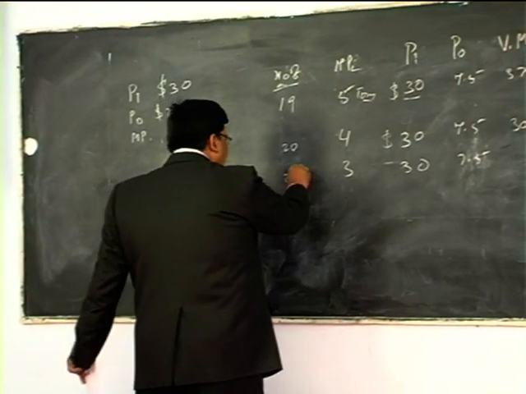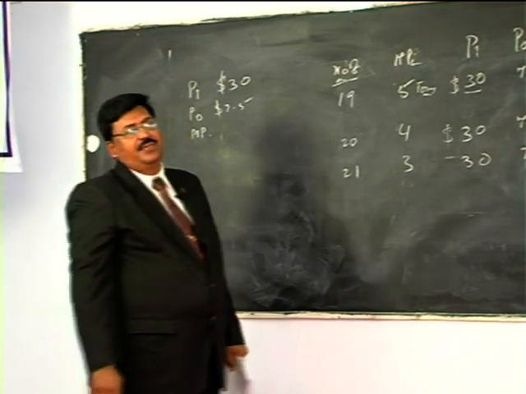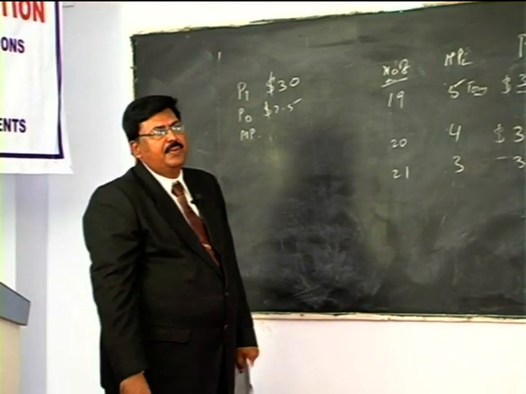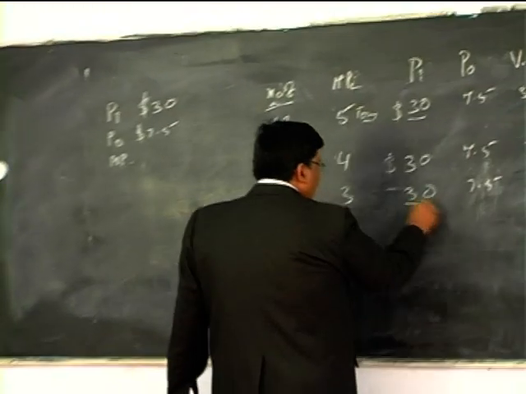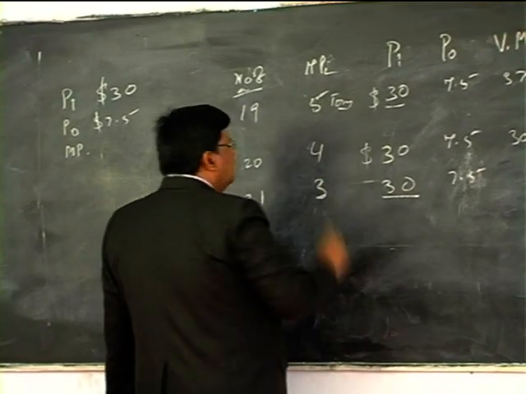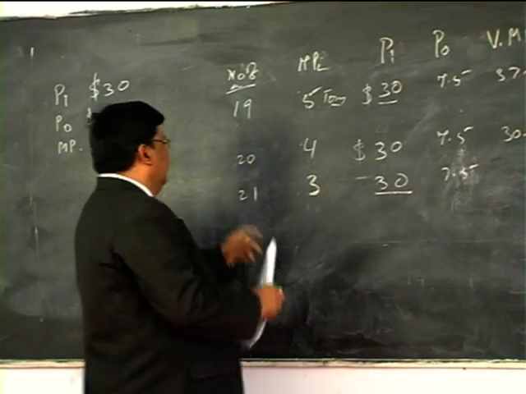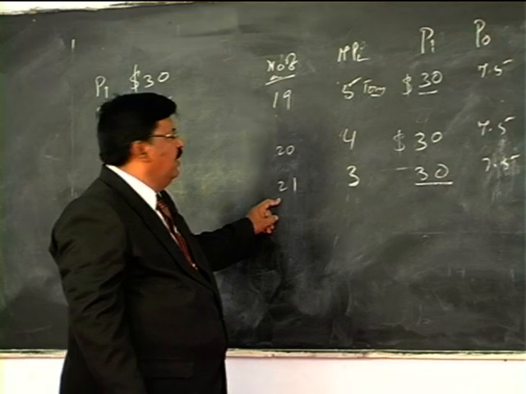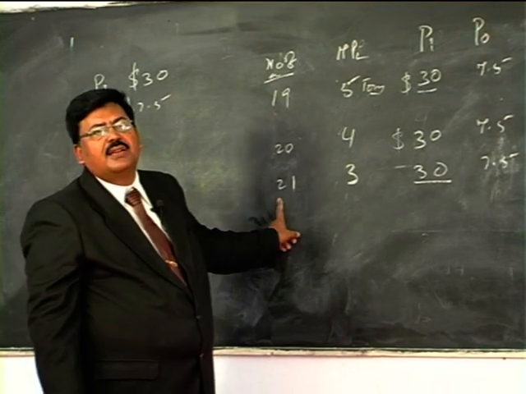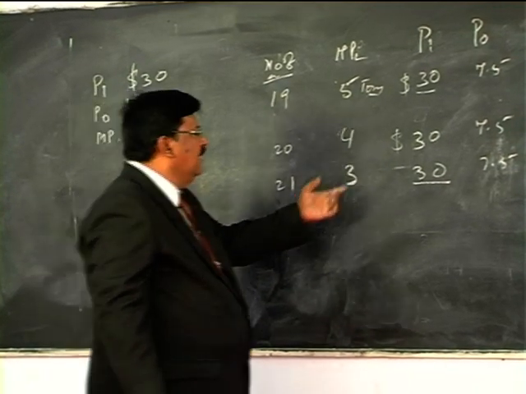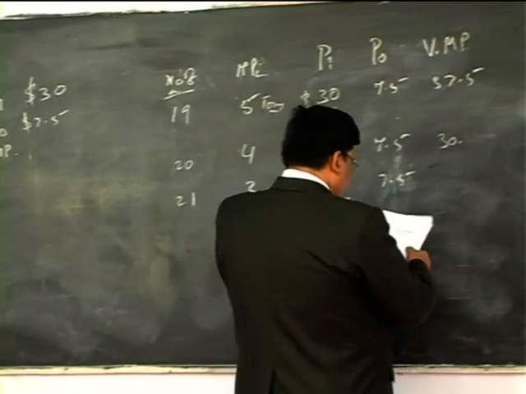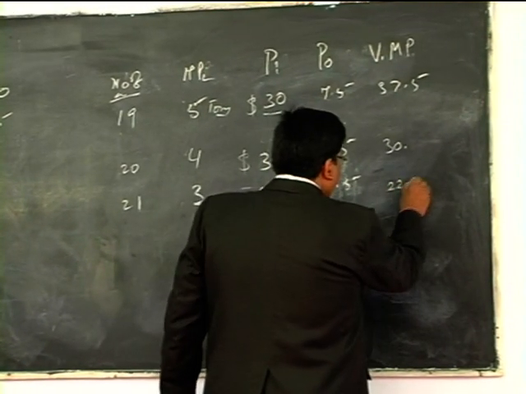And suppose you experiment with the 21st worker also, let us see what happens. You have to incur 30 and you are getting only 3 units of the product. Additionally, the 21st worker contributes only 3 units of the product. So its money value is 3 into 7.5, that is 22.5.